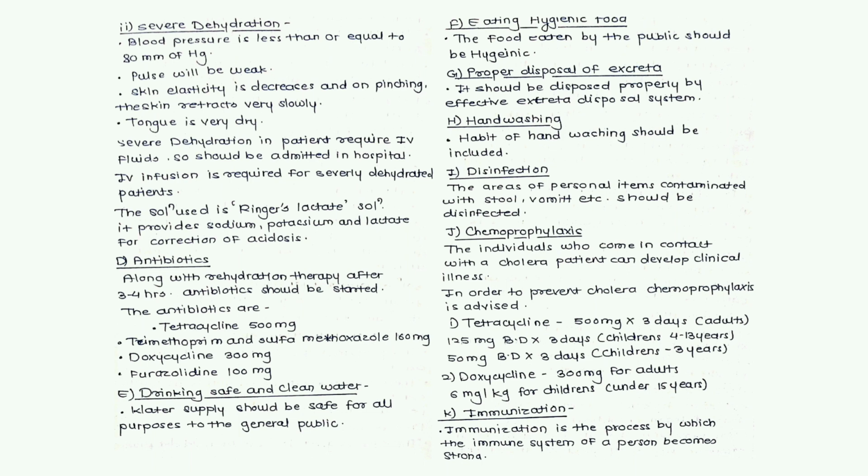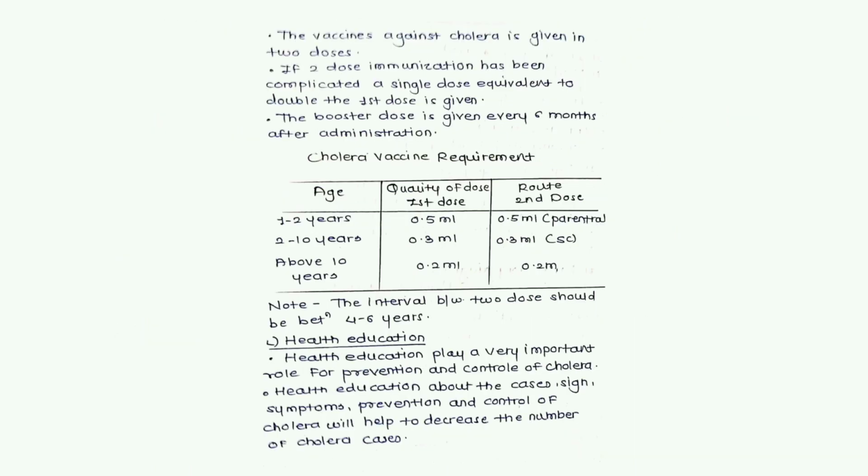Third one is immunization. Immunization against cholera is an effective way to prevent the disease and reduce the spread of outbreaks. The cholera vaccine is a safe and effective vaccine that can provide protection against cholera for up to 2 years. The cholera vaccine is usually given in 2 doses, with the second dose given 2 weeks after the first dose. The vaccine can be given to individuals aged 2 years and older, including travelers to areas where cholera is endemic and individuals at high risk of exposure, such as healthcare workers.